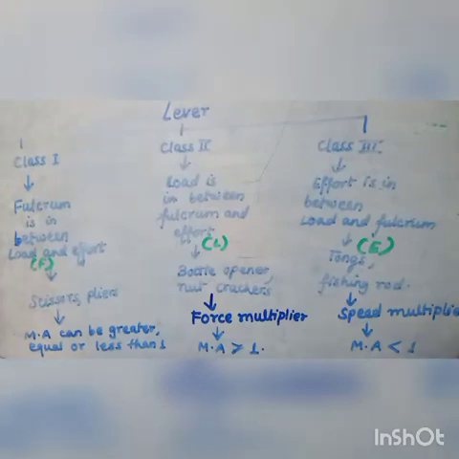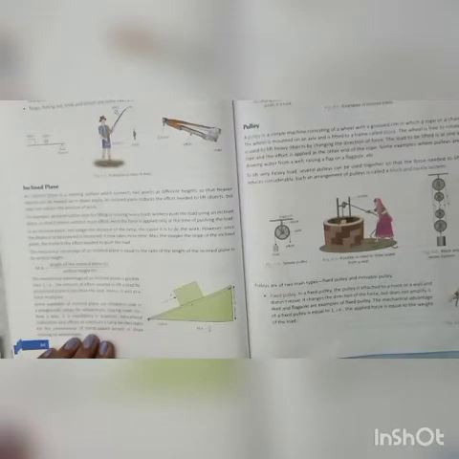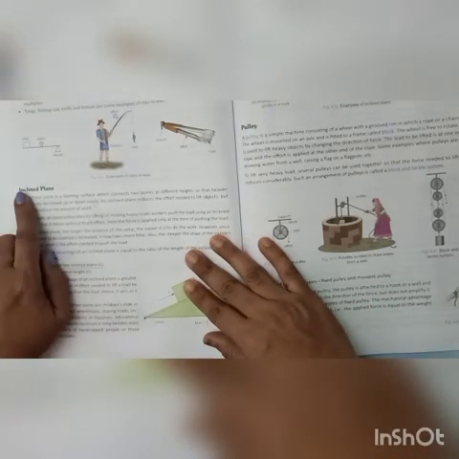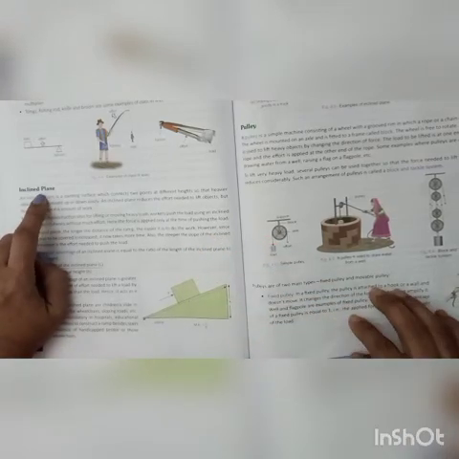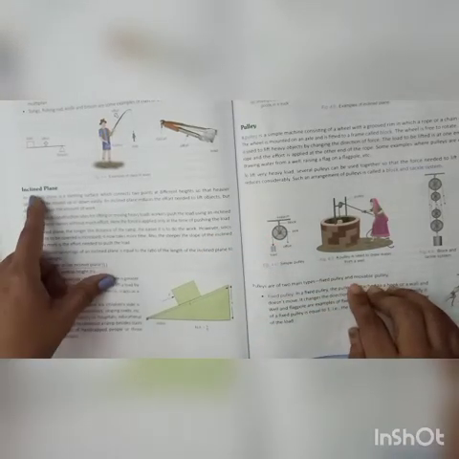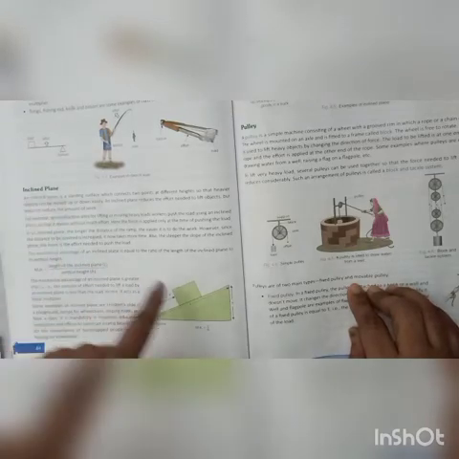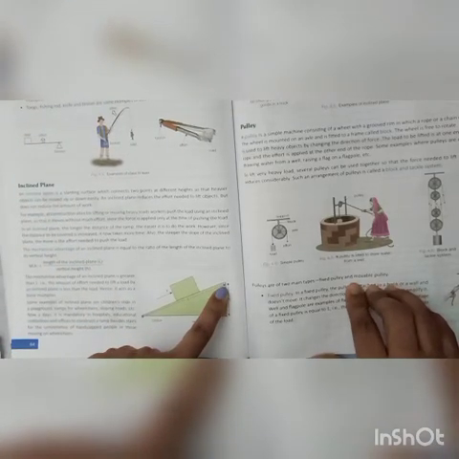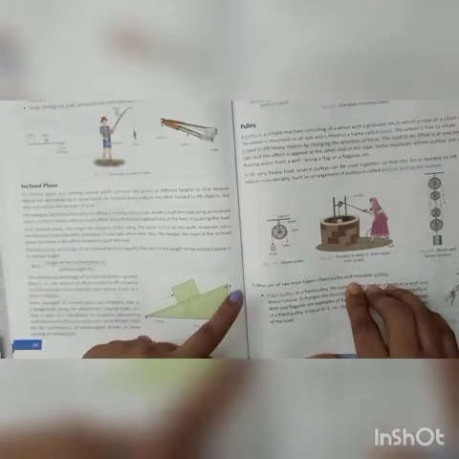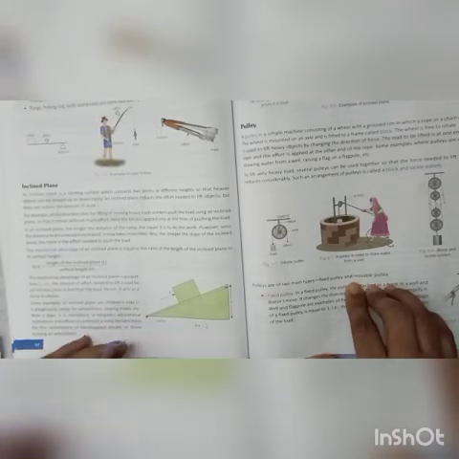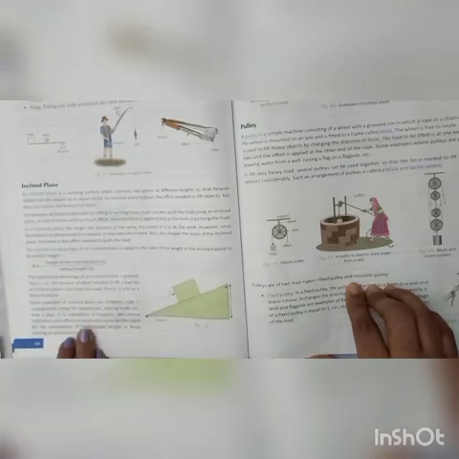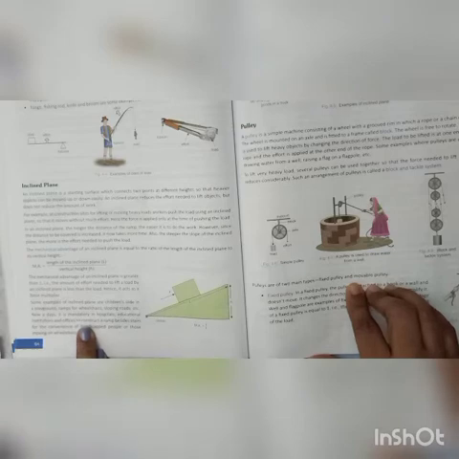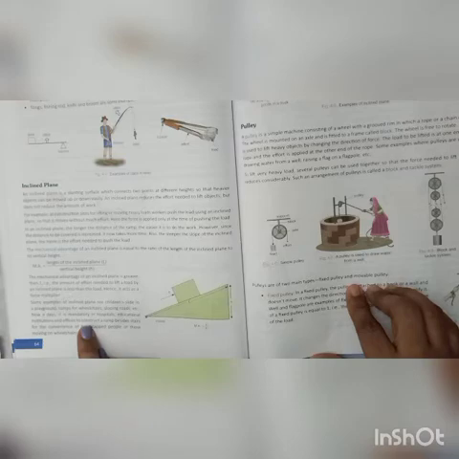Now the next one is your inclined plane. Now we will learn about the second simple machine, that is your inclined plane. So from the word itself you can already see that inclined plane means this type of structure. Can you see here? Inclined way. Okay, so this is a slanting structure which connects 2 points at different heights so that a heavier object can be moved up or down easily.